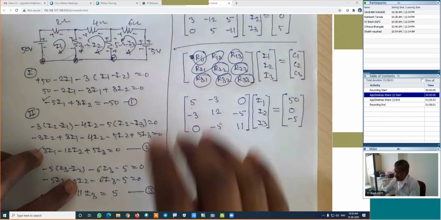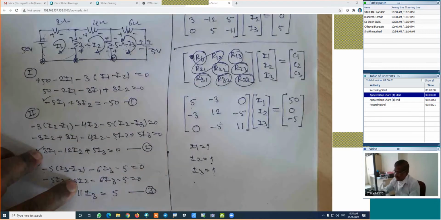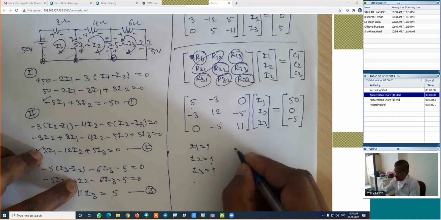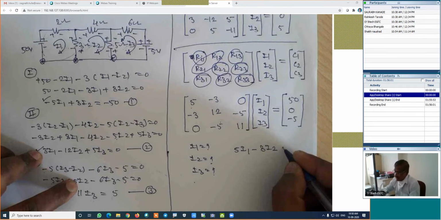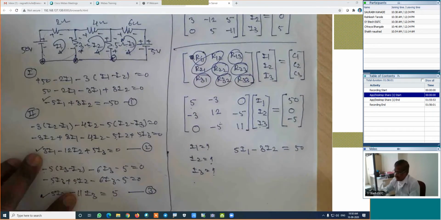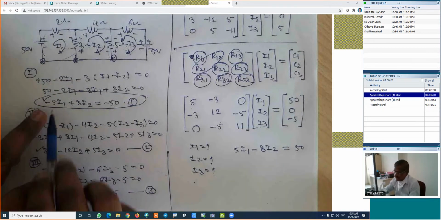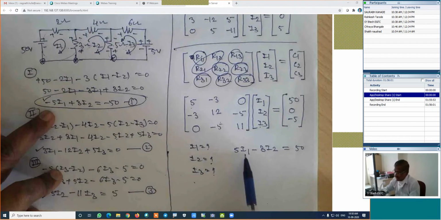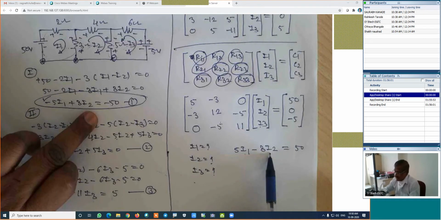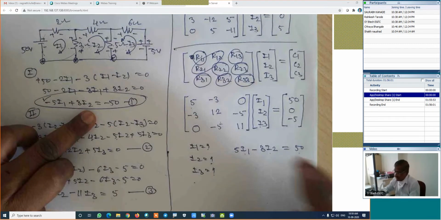If we multiply this matrix, this row is multiplied with this column which is equal to the first value. Is it right? How is this equation? That is 5i1 minus 3i2 plus 0i3 which is equal to 50 is the equation. This equation is very same as this equation. Look carefully. Just this equation, if we multiply it with the minus sign, then the equation will be plus 5i1 minus 3i2 which is plus 50. Indirectly what I meant to say is that this equation and this equation, both equations are same.